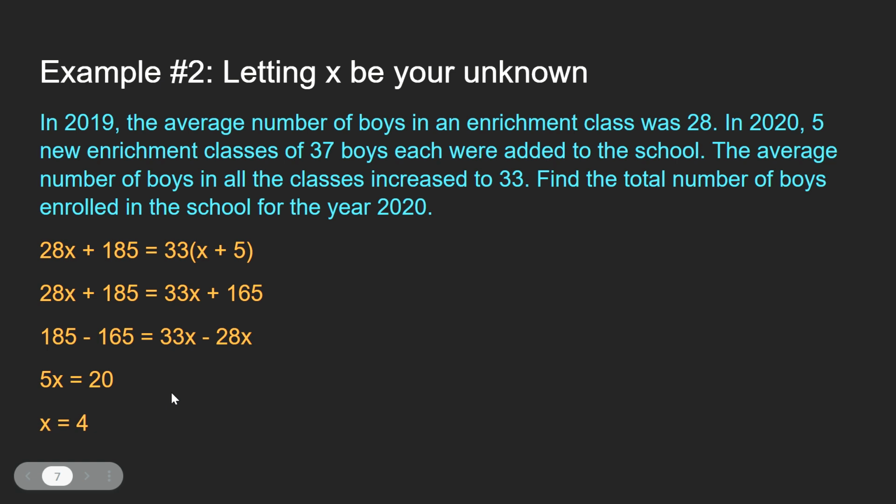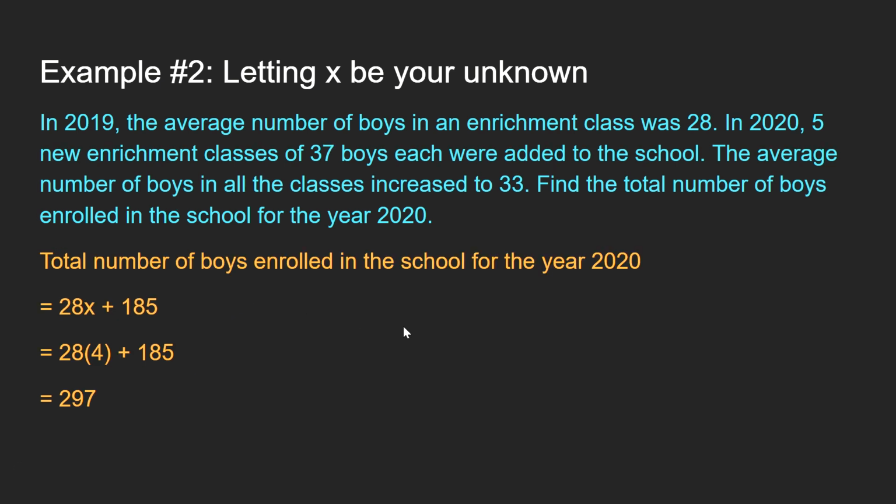And with our answer for x, we can find the total number of boys enrolled in the school for the year 2020. How do we do that? We substitute in our 28x plus 185, where x equals 4. And then we can actually punch this into a calculator and we can get our answer.